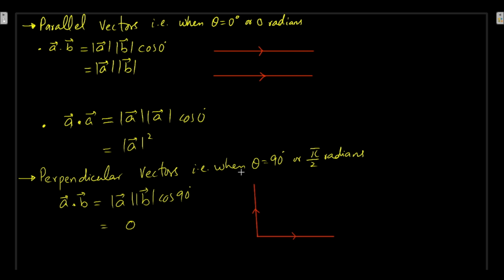Perpendicular vectors: when theta is equal to 90 degrees or pi by 2 radians, that is when two vectors are perpendicular to each other, then A dot B is equal to |A||B| cos 90. Since cos of 90 is 0, A dot B is equal to 0.